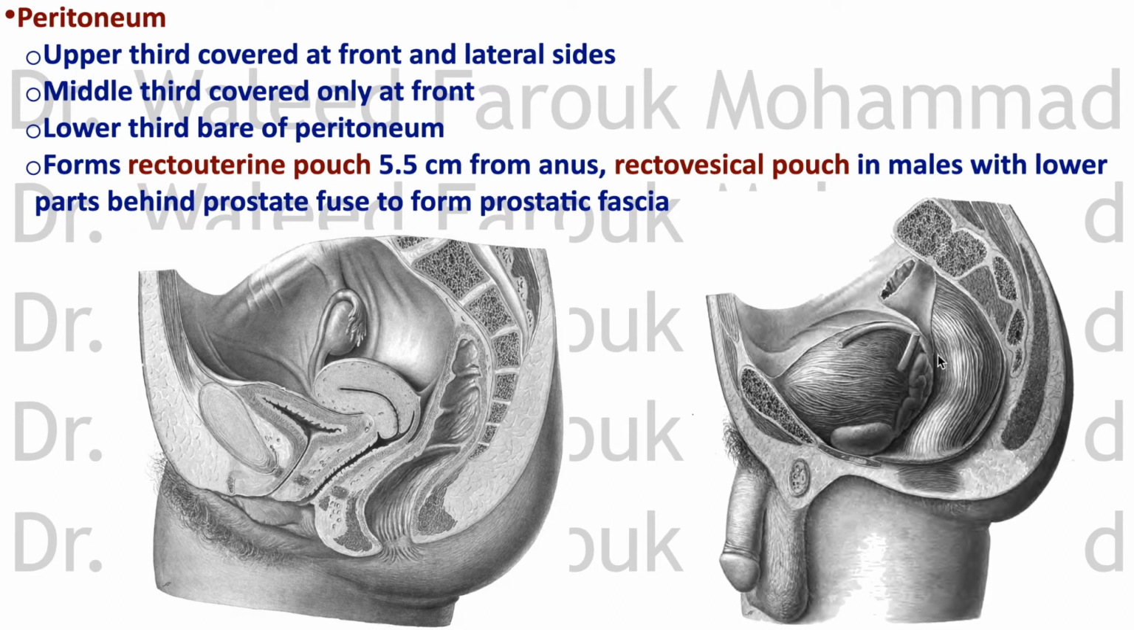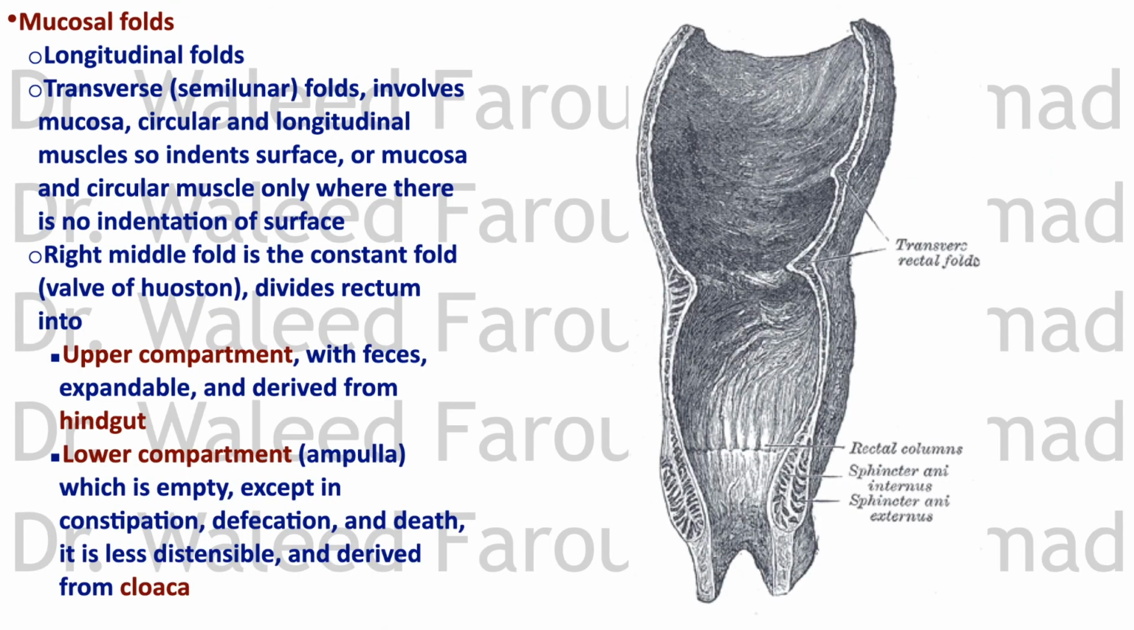The mucosal folds: we have longitudinal folds in the rectum and transverse or semilunar folds. The folds, as I told you before, either involve the whole thing, like the mucosa, the circular muscle layer, and the outer longitudinal layer, so it's apparent from the outside or on the surface, like the right one. Or they are incomplete, like maybe the folds on the left side, because sometimes they involve only the mucosa and the circular muscle fibers.